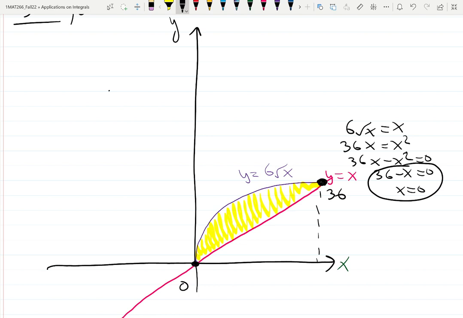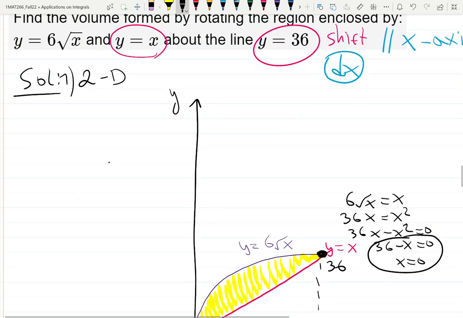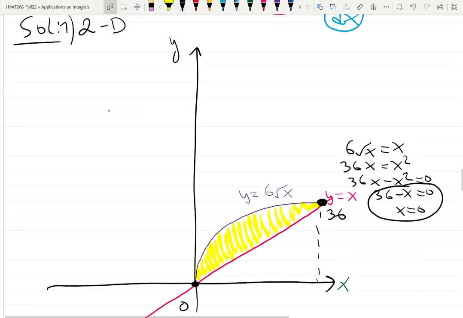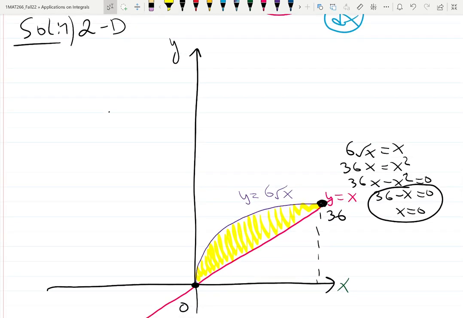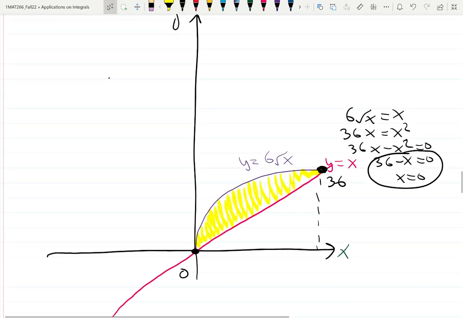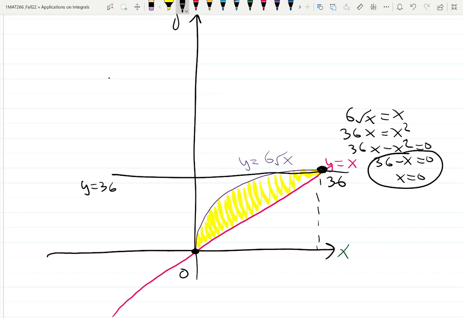Exactly. So when I'm saying that I'm rotating about the line y equals 36, it is actually exactly this line. Am I correct or not? What do you think? Is it correct? Good. So this is going to be my line of rotation, y equals 36. How to do it nicely? How to do it nicely again?